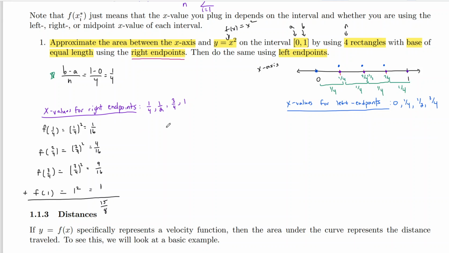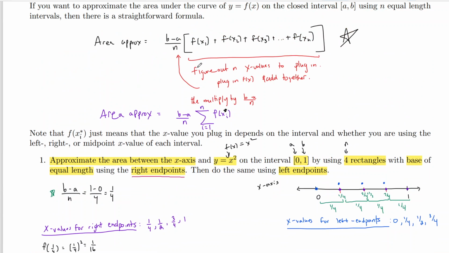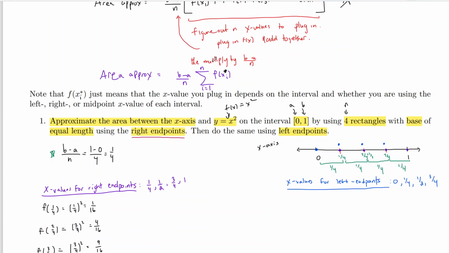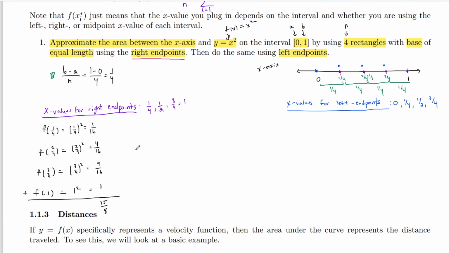All right, now think about exactly how I described this formula. We figured out all the x values to plug in. We plugged them in and added together. This was our 15 over 8. Now we multiply by b minus a over n, which is 1/4. So now the area for the right approximation is equal to 15 over 8. That's our functions added together, and we multiply it by b minus a over n, which is 1/4. And 1 times 15 is 15, over 4 times 8 is 32. And if the fraction doesn't simplify, then that's good to go.